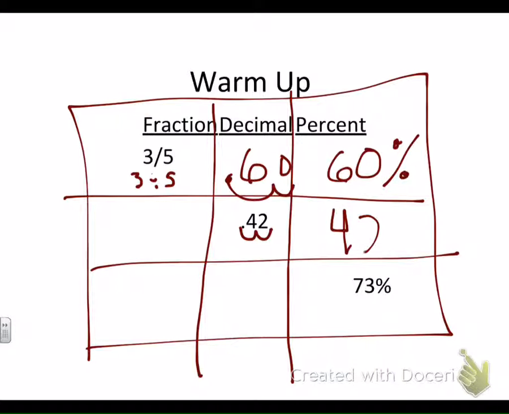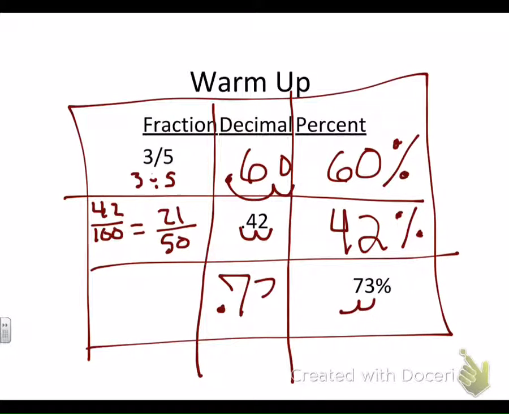0.42, move it over twice. 42%. You put the 42 over 100, which equals 21 over 50. 73%, move the decimal over to the left twice to get 0.73. 73 over 100, and that does not reduce.